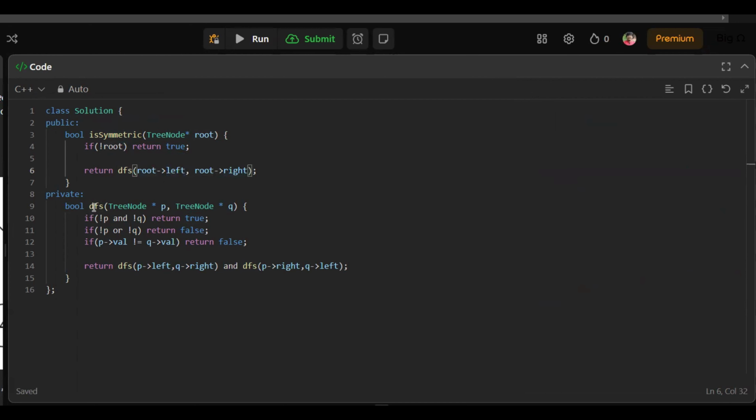Now here, in the DFS function, if the first tree and the second tree are null, we have to return true. Otherwise, if one of them is null and the other is not, we have to return false. And if the current root value is not equal to the second root value, we have to return false. Otherwise, we have to recursively call the DFS function on P's left and Q's right, and on P's right and Q's left. And this is how we are going to solve this problem.